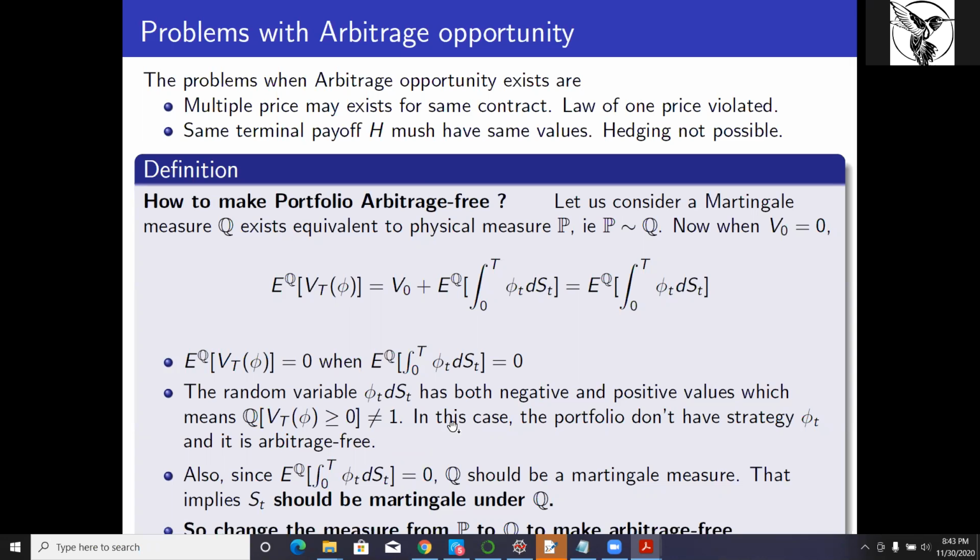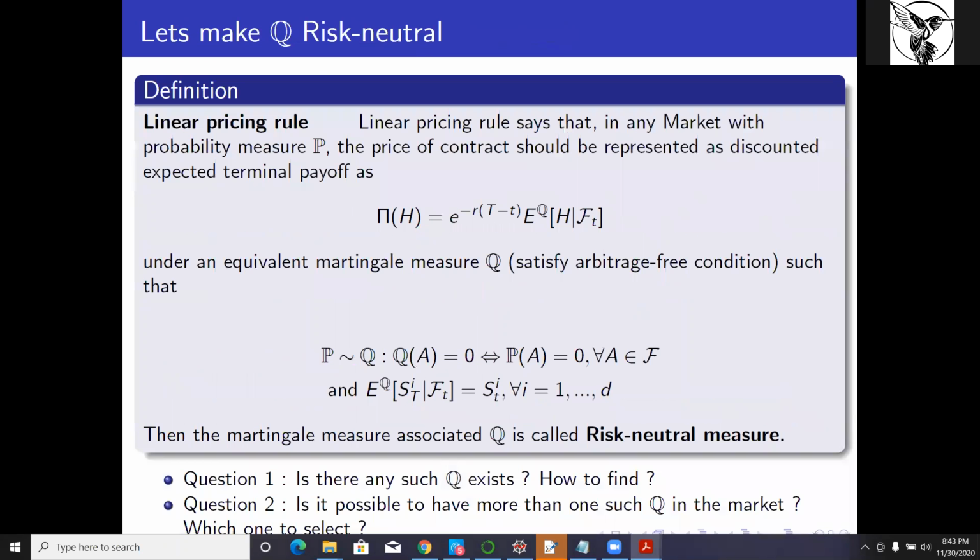Now, under the new measure, the stock price also has to be a martingale under Q. Because if this is valid, then the discounted price has to be a martingale, otherwise it is not possible. So Q is a martingale measure that we need to find to make it arbitrage free and also to get the unique price of the contract. And let's make Q risk neutral.